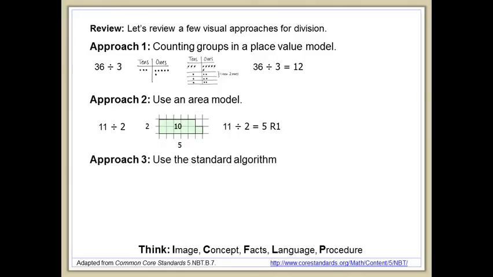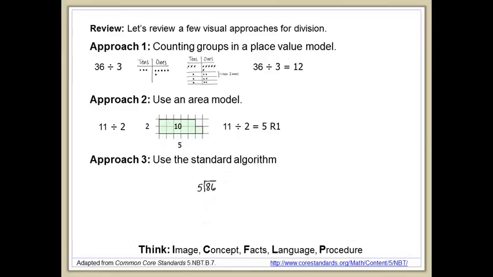A third approach is to use the standard algorithm. And in this case, we hope that students have been connecting this standard algorithm to these diagrams and models all throughout 2nd, 3rd, and 4th grade, so that by the time they get to 5th grade, they're using this quite a lot. And in 5th grade, basically, we're mostly going to be focusing again on procedure, which is the algorithm.